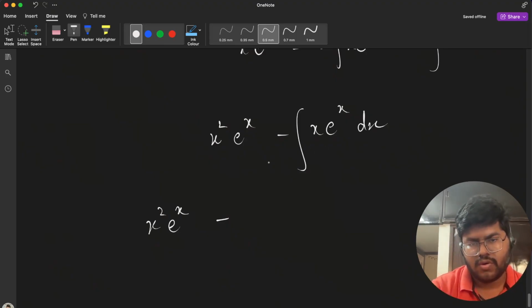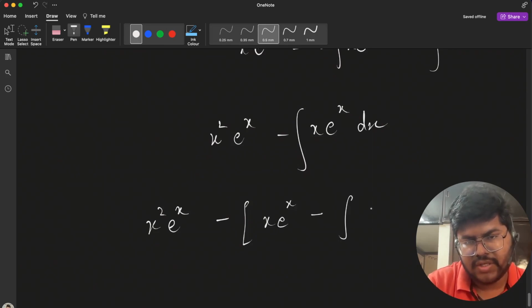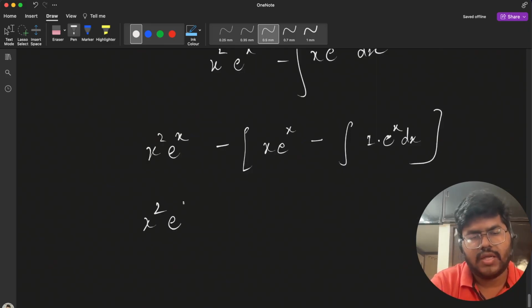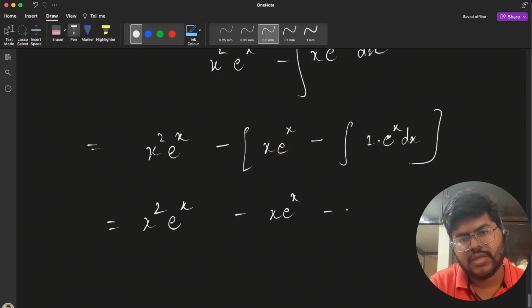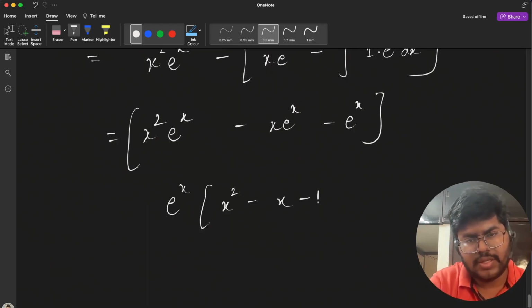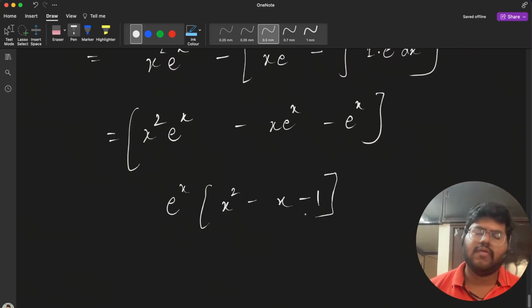So now we have to only solve x square e raised to x minus, what do we need to do? We need to integrate this by parts again. So first function same, second function integration, minus differentiation of first function, that is 1, into integration of second function dx, right? So again we get x square e raised to x minus x e raised to x minus e raised to x. So from that, e raised to x common: x square minus x minus 1. So here we got the answer.